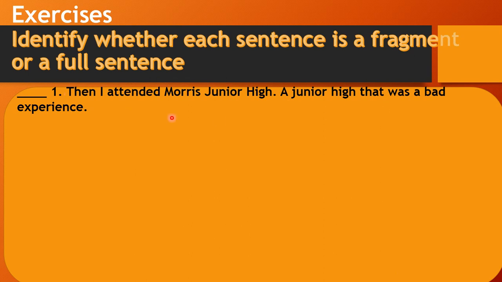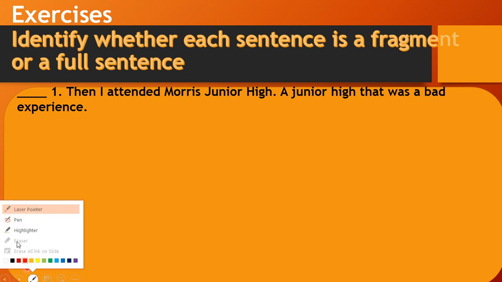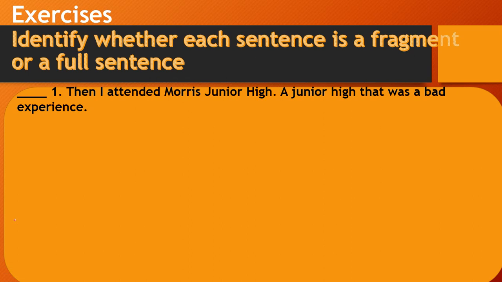If you look at that, we have two sentences here. If you read each one of them and stop at each full stop, do you think what precedes each full stop is a complete thought for you? Is it enough for you to understand it? Don't connect the two sentences together. Whenever you find a full stop, you stop and think about what precedes the full stop. Does it make sense for you? Does it give you a complete meaning? Then I attended Moore Junior High. The other part, a junior high that was a bad experience. So here, which part doesn't give you a complete meaning? Yes, a junior high that was a bad experience. So this is a fragment, and this part is a dependent clause.